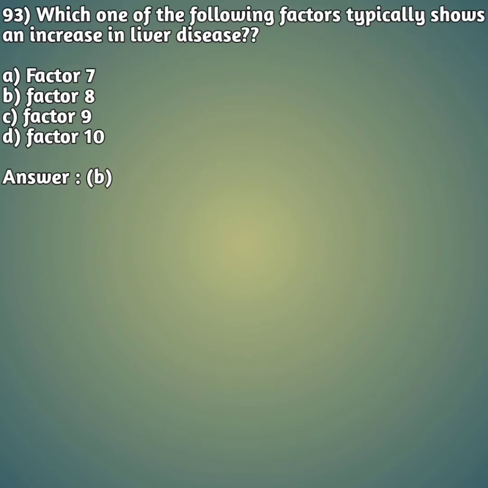So friends, moving on to our 93rd question. Which one of the following factors typically shows an increase in liver disease? Option A, factor number 7. Option B, factor number 8. Option C, factor number 9. And option D, factor number 10. So the right answer is answer B, factor number 8.